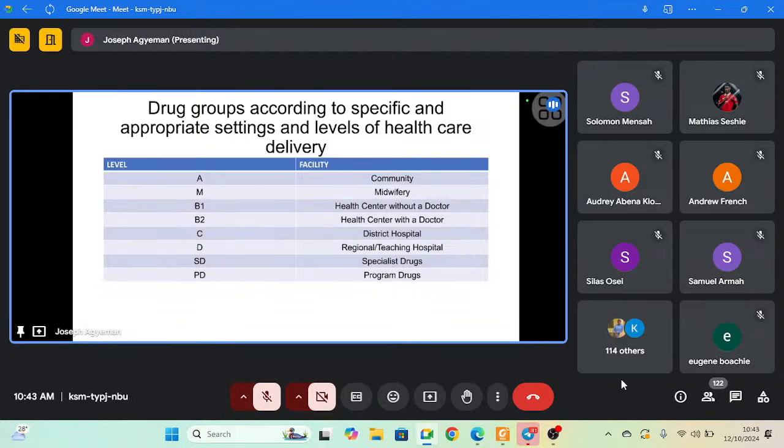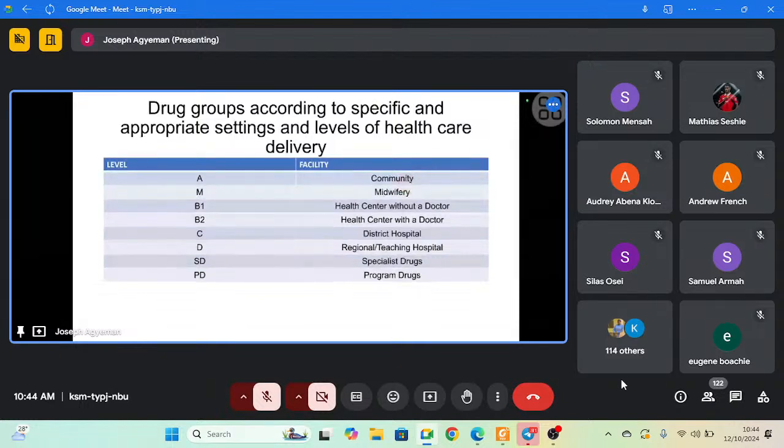I don't know whether you have had the chance to look at the NHIS list. They have all these. If you look at the essential medicines list, they also have this superscript there telling you that this drug is a specialist medicine. This drug can be handled at the community level. This drug can be handled at the midwifery level. That is superscript M. So these are the levels.